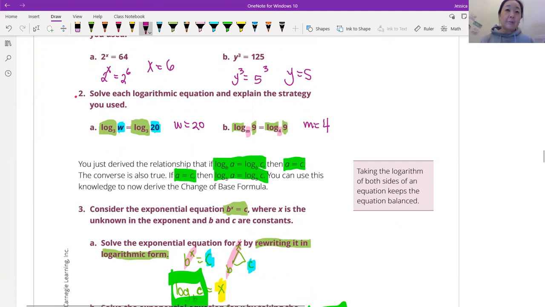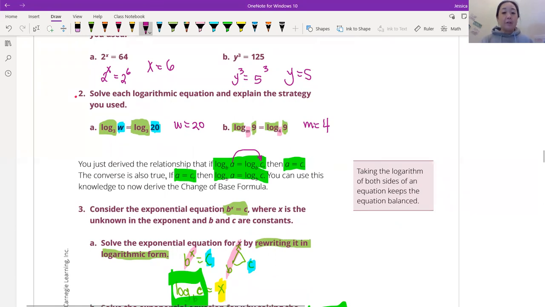we said that if log base B of A is equal to log base B of C, then this A has to equal this C, right? They have to be the same. So therefore A is equal to C, just like how we said W is equal to 20.